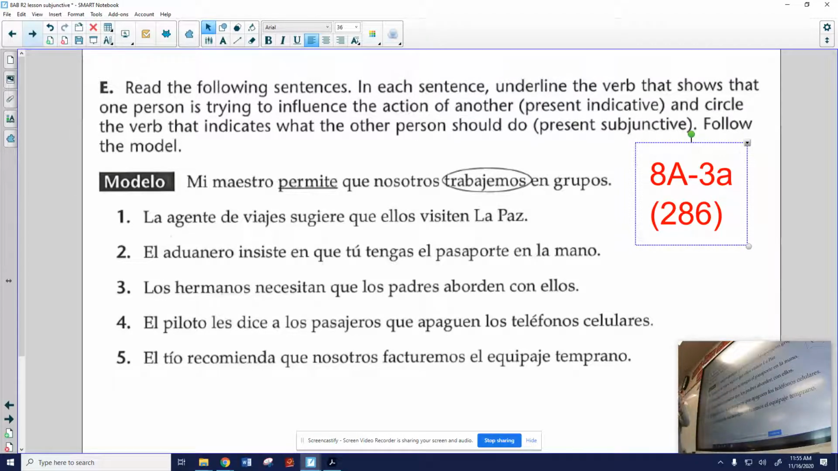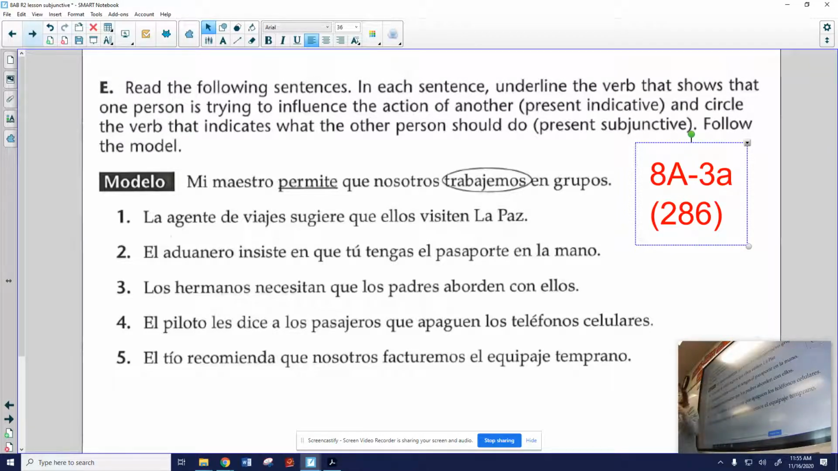Okay, so we're not going to do the whole thing today. Instead, we're going to flip to the page that says 286 to practice a little bit identifying the subjunctive. Está aquí. In the top corner, it says 8A, 3A. In the bottom corner, 286.